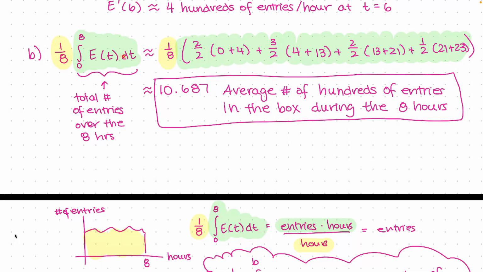Hold on one second. Let me make sure I have E of t right. Oh, no, I take it back. I'm sorry, I'm saying it wrong. So the problem does say that this represents the number of entries in the box. How do I want to say it?